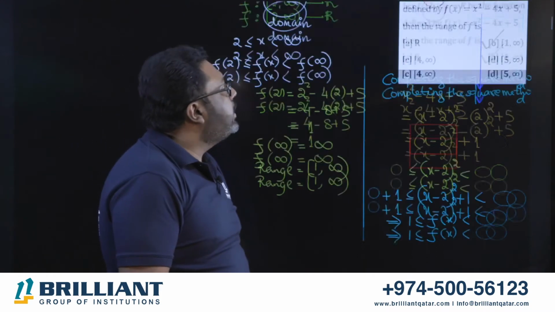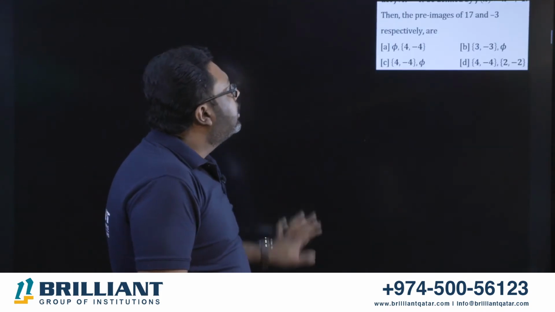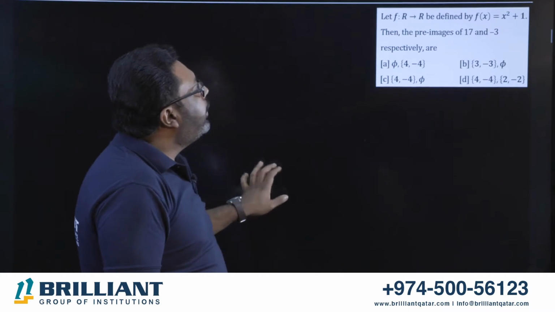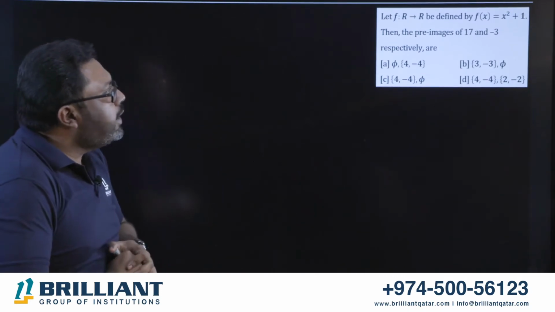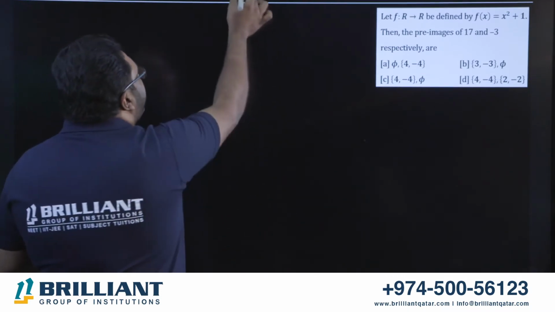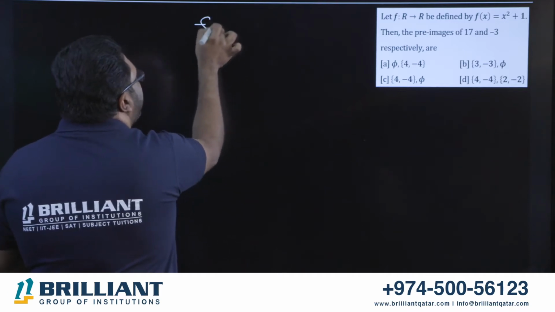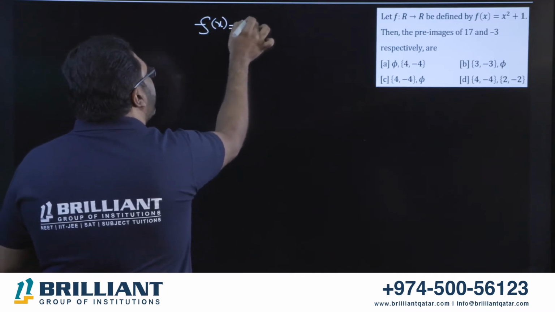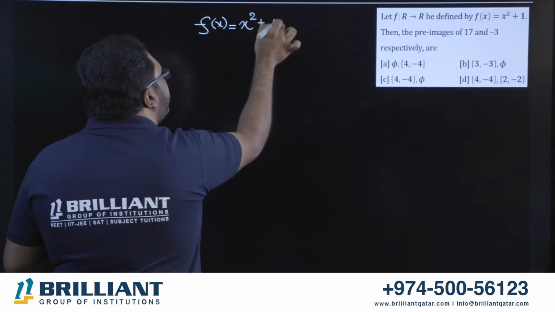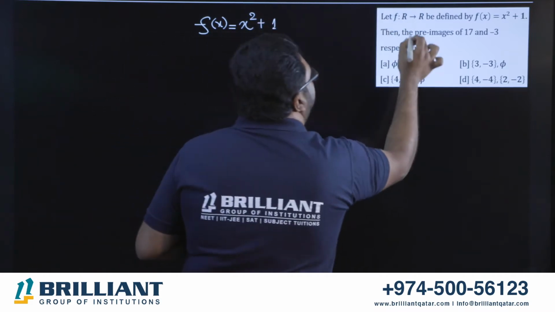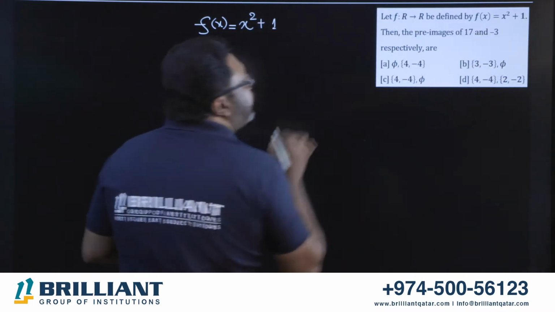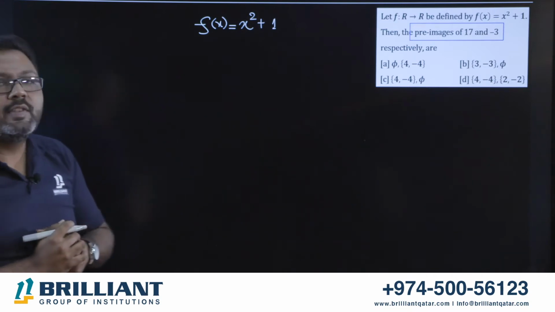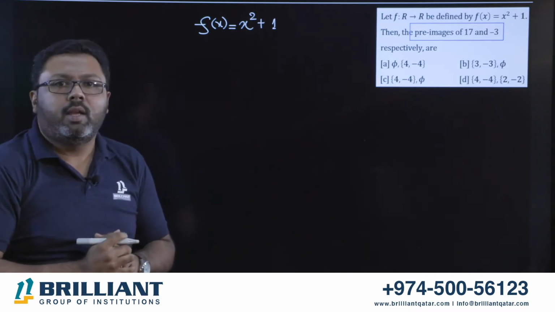Okay, let's go to the next question. All of you read the next question. f of x is a function given by x squared plus 1, and they're asking me to find the pre-images of 17 and minus 3.